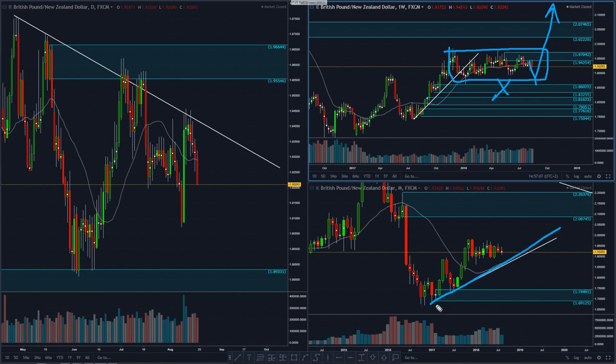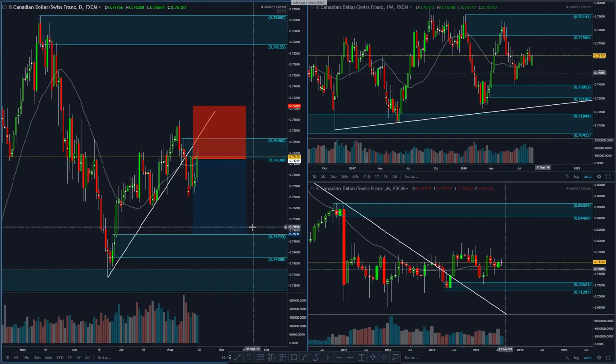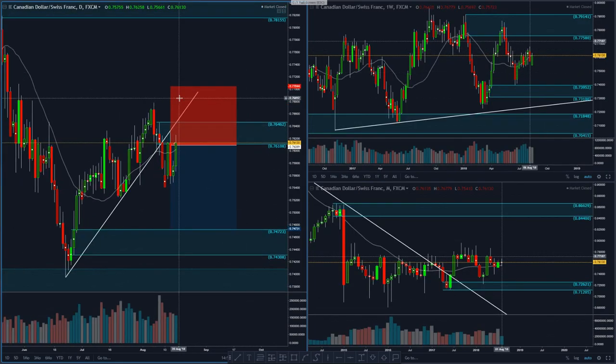So this one and the higher time frame, we have a supply zone created, we have a retest, demand zone created, we have a retest, and it's in control now and it's moving higher. So higher probability that it will go more up than down.